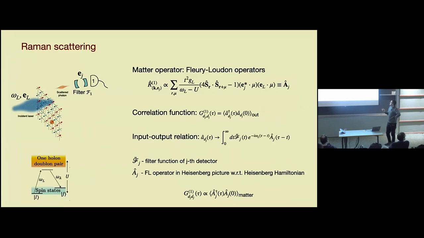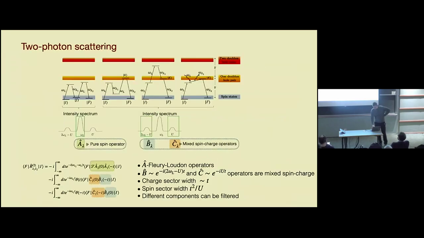Now, since we have explicitly the out-state of the system, we can find all correlation functions. And just as a summary, basically the effective input-output relation is that we need to replace the photonic operators with matter operators, which are Fleury-Loudon operators convoluted with the effective filter functions. And this way we get just the standard Raman expression. So now the two-photon scattering is more complicated.